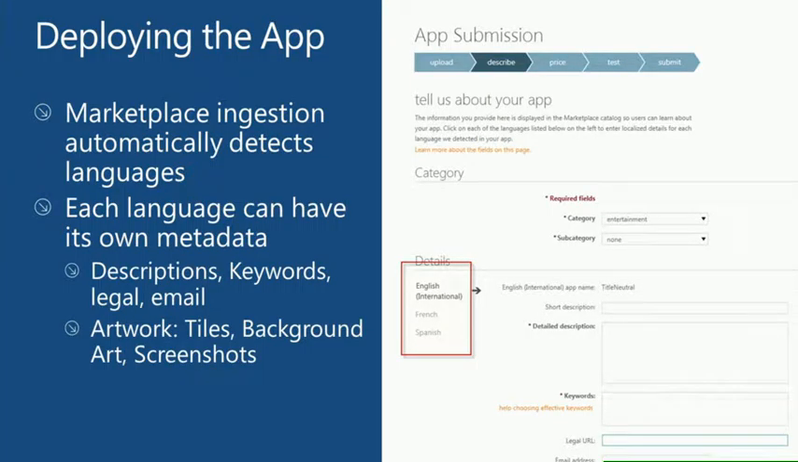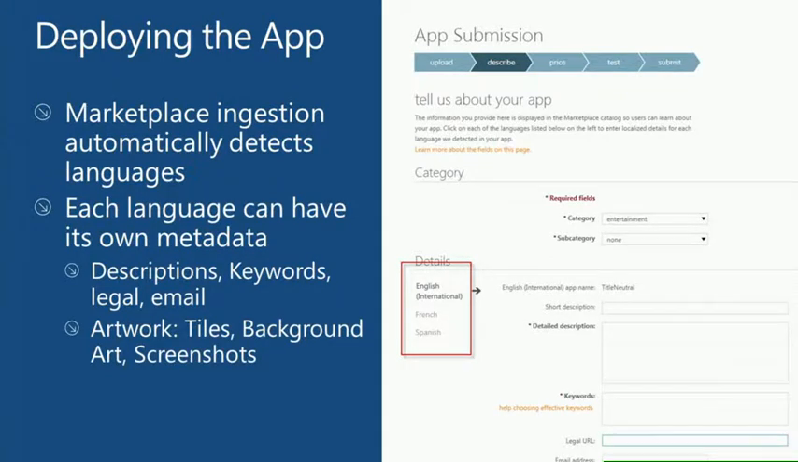And the way that works is, as you can see here, when you upload the XAP file, the Marketplace will actually detect all of the resource strings that are available, and it will turn on a few things. And so here, for instance, I have an app that has 3 different languages in it. English International, which is English neutral, then French and Spanish. And then I would go through, and for each one of those languages, I would have to put in descriptions and keywords, your legal address, your email address. These can all be different for each one of the different languages.